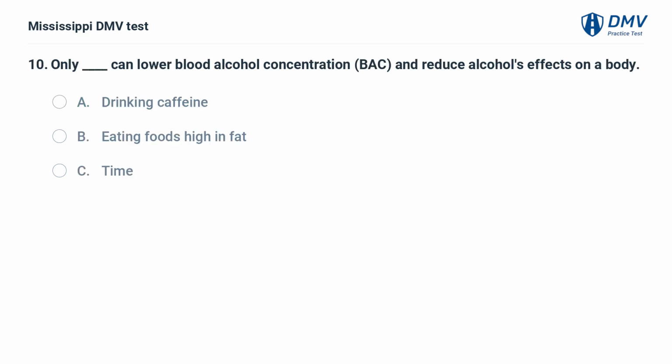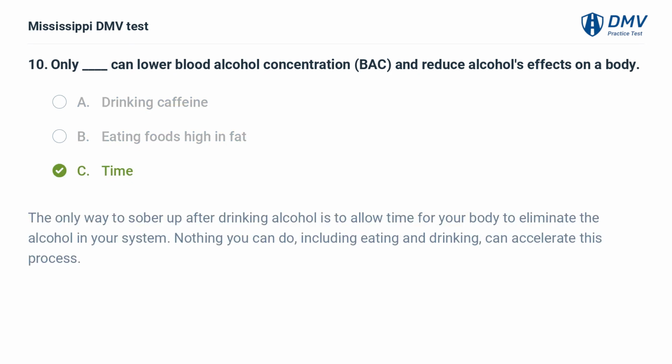Only ___ can lower blood alcohol concentration, BAC, and reduce alcohol's effects on a body. A. Drinking caffeine. B. Eating foods high in fat. C. Time. The answer is C, time. The only way to sober up after drinking alcohol is to allow time for your body to eliminate the alcohol in your system. Nothing you can do, including eating and drinking, can accelerate this process.